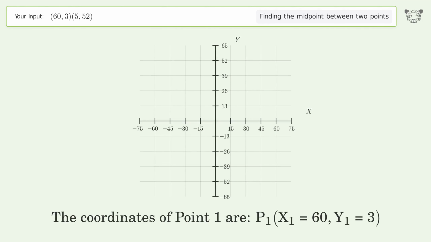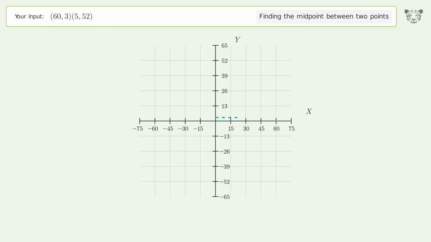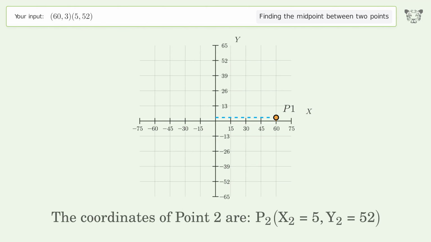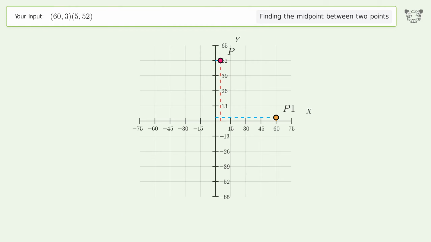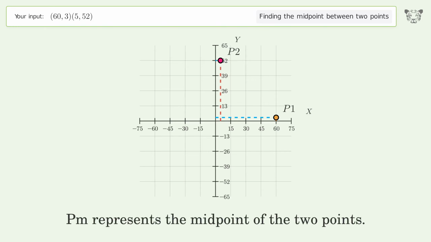The coordinates of point 1 are x1 equals 60, y1 equals 3. The coordinates of point 2 are x2 equals 5, y2 equals 52. PM represents the midpoint of the 2 points.